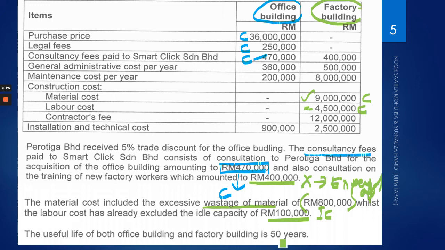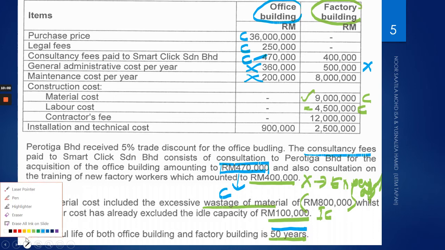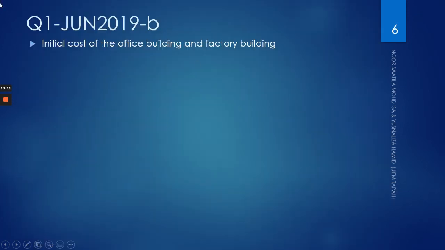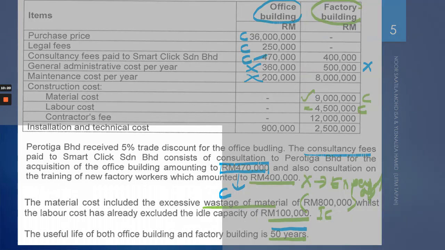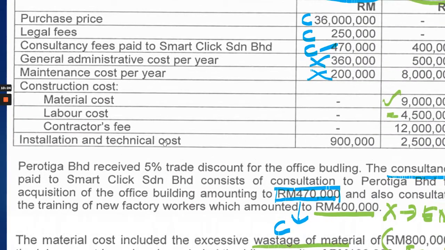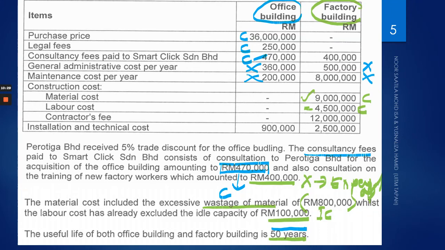Useful life of both office building and factory building, they have the same useful life, 50 years. Okay, so for both. Next, let's look at what we have here. So for the general and admin, of course, this will not be included. Maintenance cost per year will not be included because these are revenue expenditure in nature. And then you have another item which is also for maintenance, but that relates to the maintenance of the factory building. The maintenance of the factory building here will also not be included.